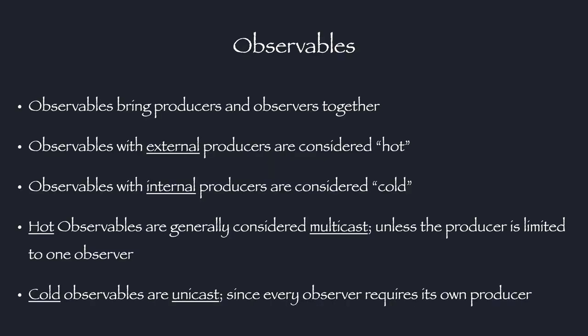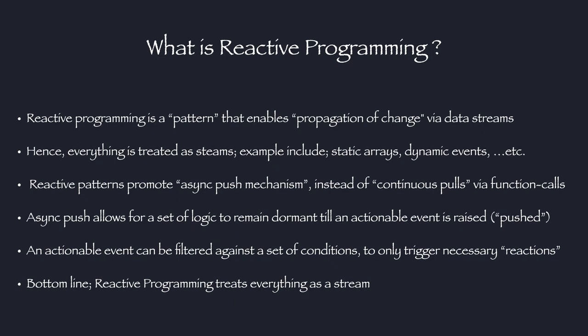Let's do a recap of what we've learned. Observables bring producers and observers together. Observables with an external producer are considered hot. Observables with an internal producer are considered cold. Hot observables are multicast. Cold observables are unicast. Reactive programming is a pattern that enables propagation of change via data streams. Hence, everything is treated as streams.